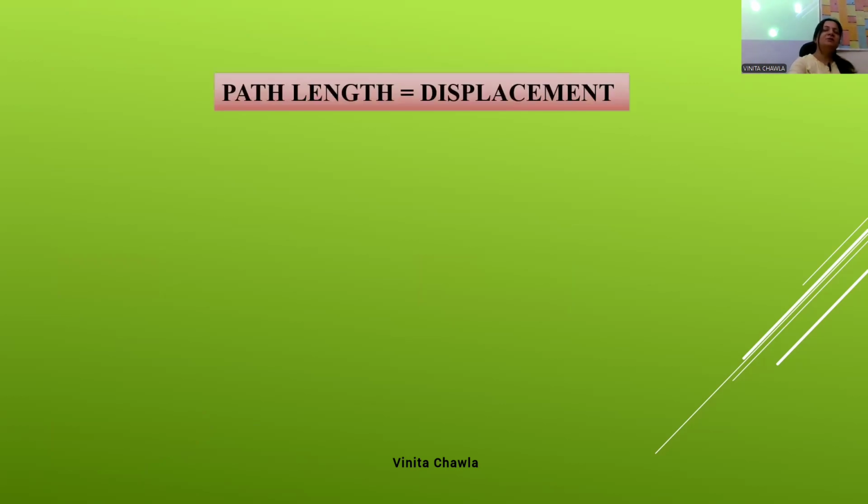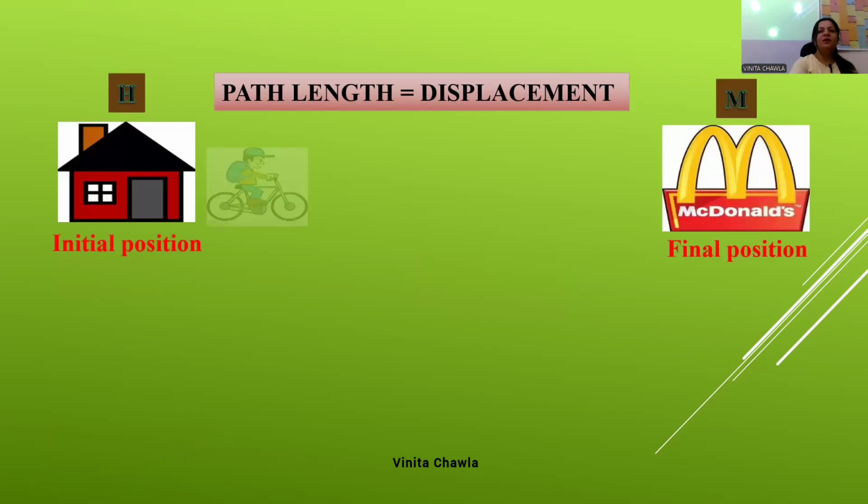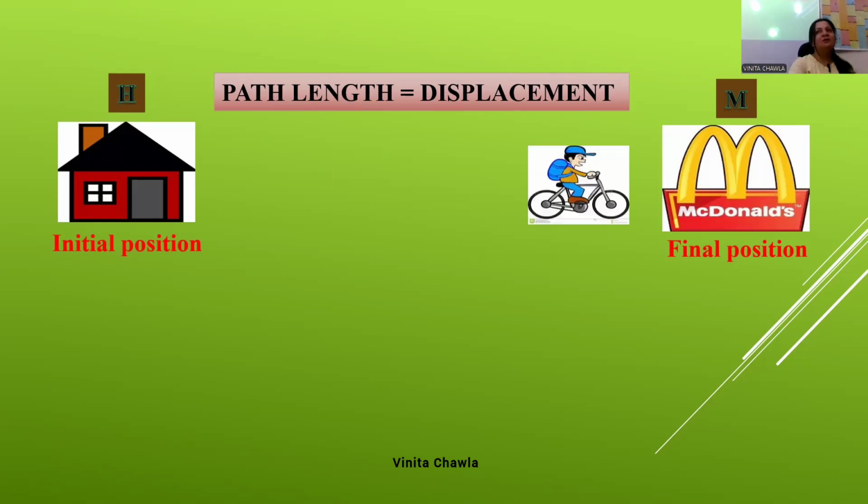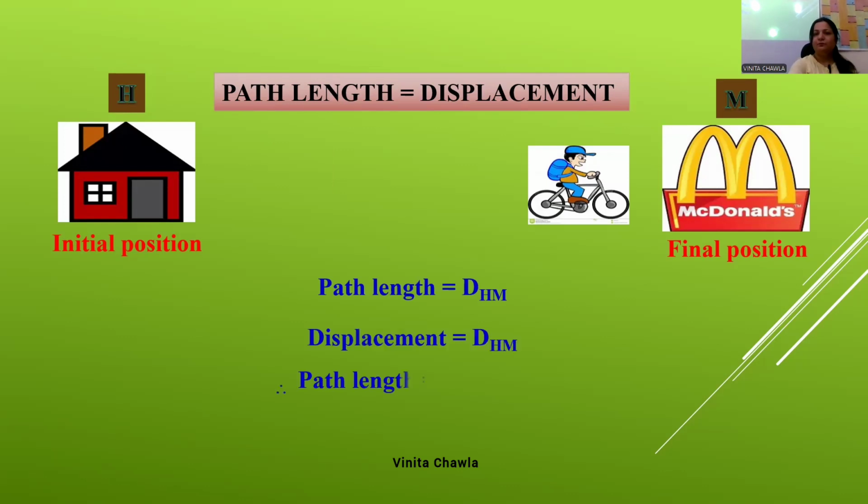When is distance and displacement equal? When the object moves in a straight line. So for this, we can consider this situation. We start from our initial position, go to the McD. So this is a straight line distance, and straight line distance is the shortest distance. So both the path length and displacement are equal. Okay, so when the object moves in a straight line, then path length and displacement are equal. And clear? Any doubt in this? Easy here.